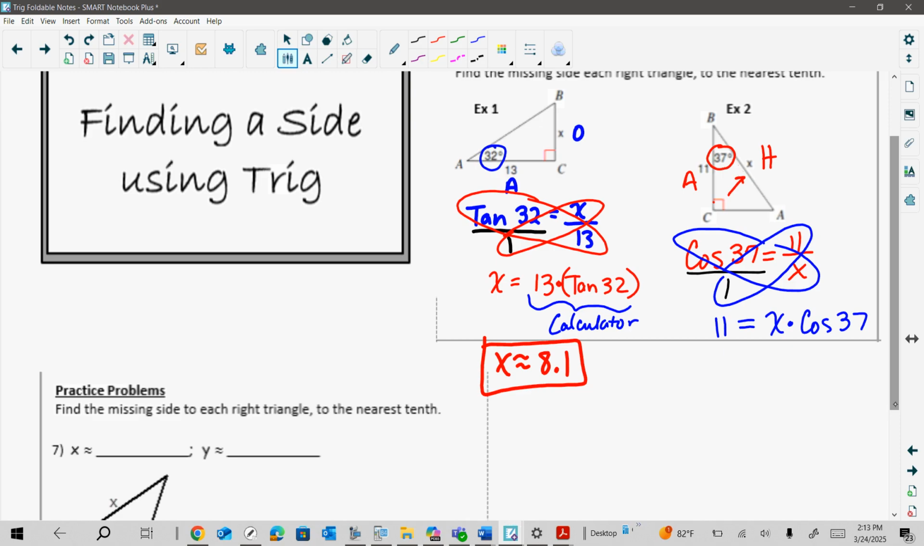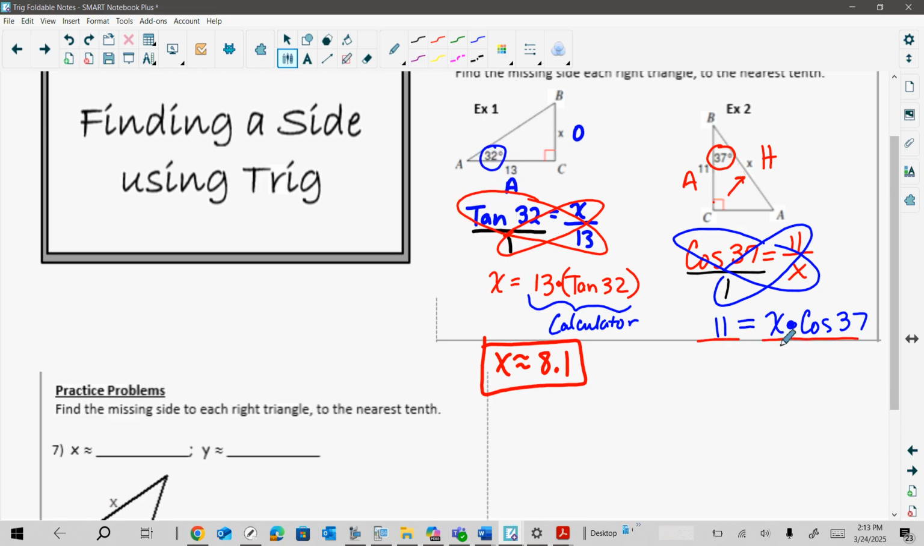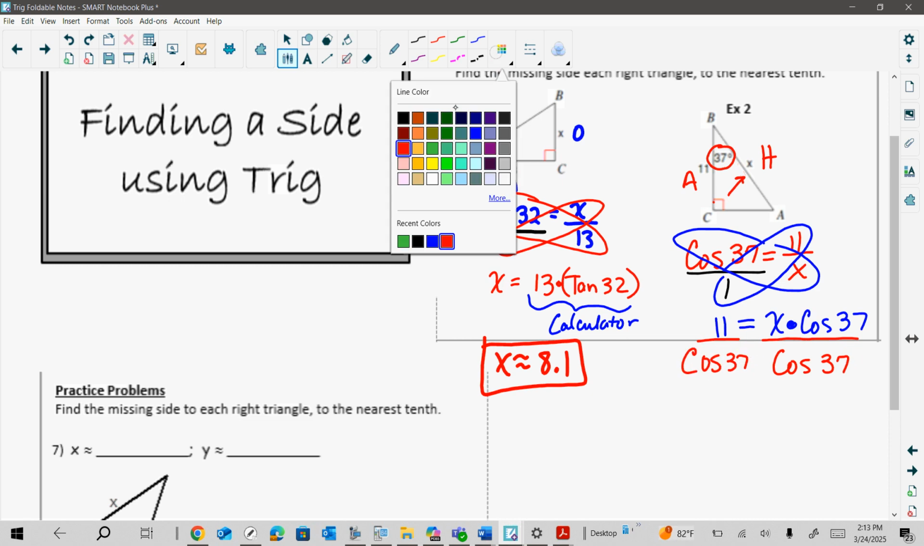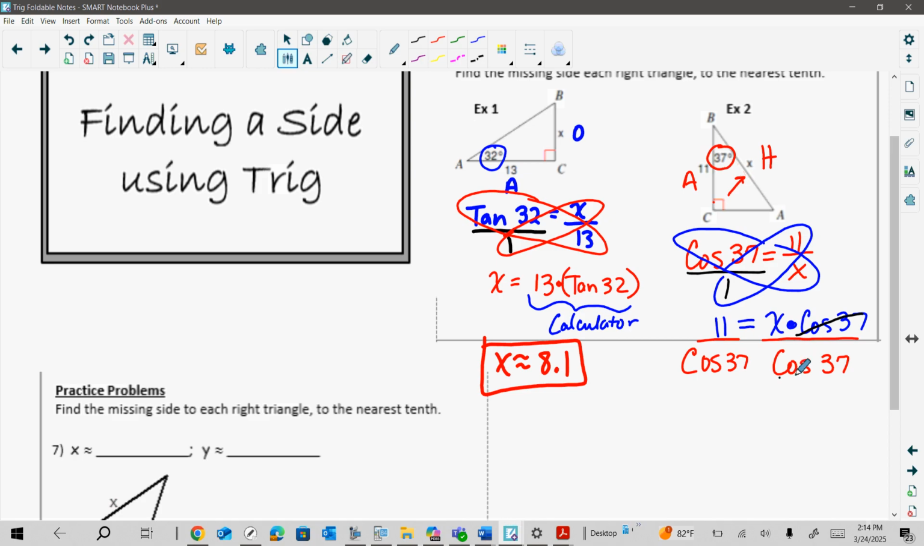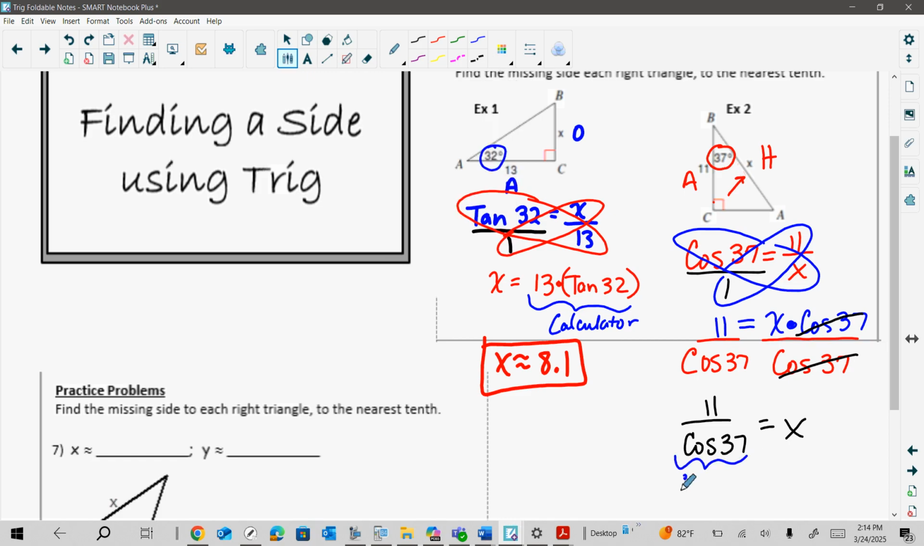Now, to solve for x, we need to get this x variable by itself. Because we're doing times the cosine of 37, we're going to have to do the inverse of that. So that means divide both sides by the cosine of 37. When I do that, these two cosines cancel, and what we have is 11 divided by the cosine of 37 is going to give us our x. So this is the part right here that we have to put in the calculator.